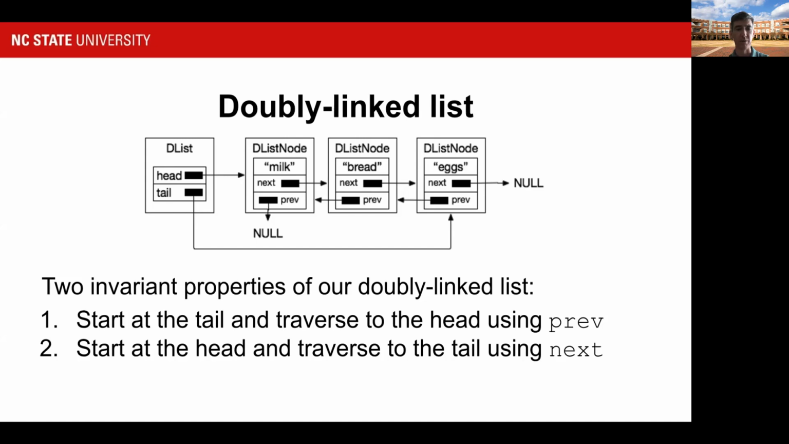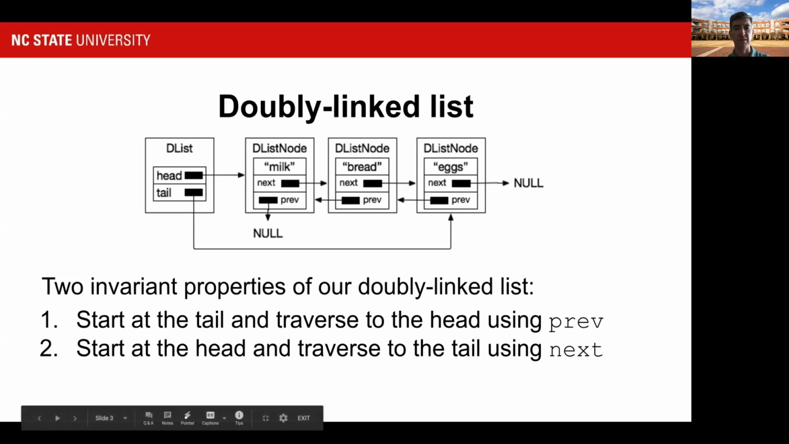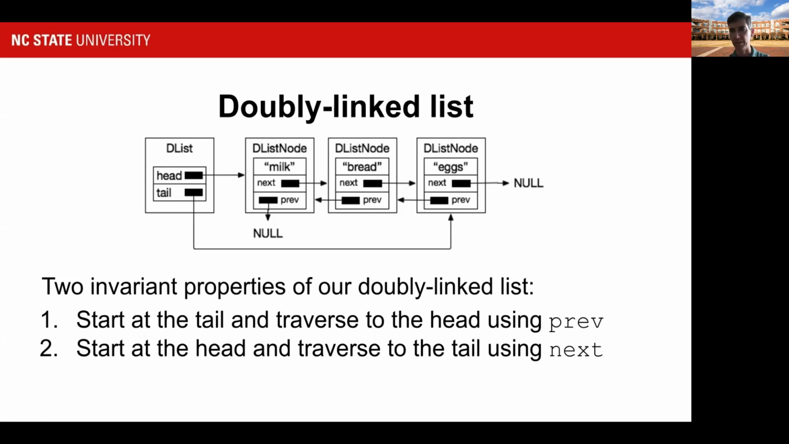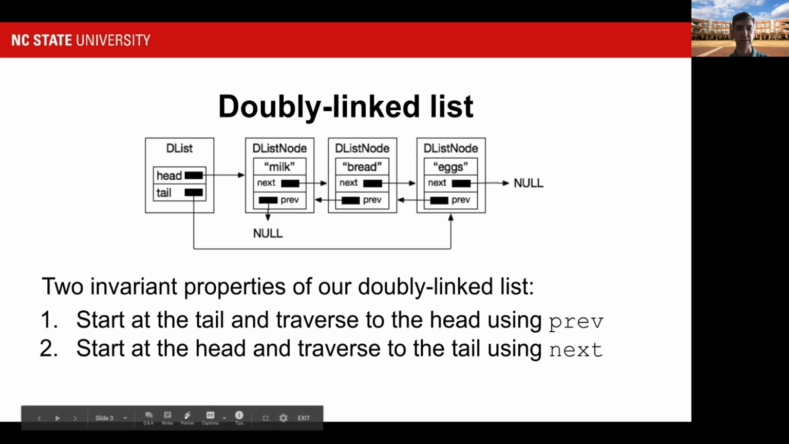What we really have here are two lists merged together in one. We have one list going forward and another list going the opposite direction, but we keep them all bundled together. And as we think about the doubly linked list more, these are going to be invariants that we want to maintain and ensure are always true. We want to have one list that starts at the tail and you can traverse back to the head using previous, and then we have another list that starts at the head and you can traverse back to the tail using next.